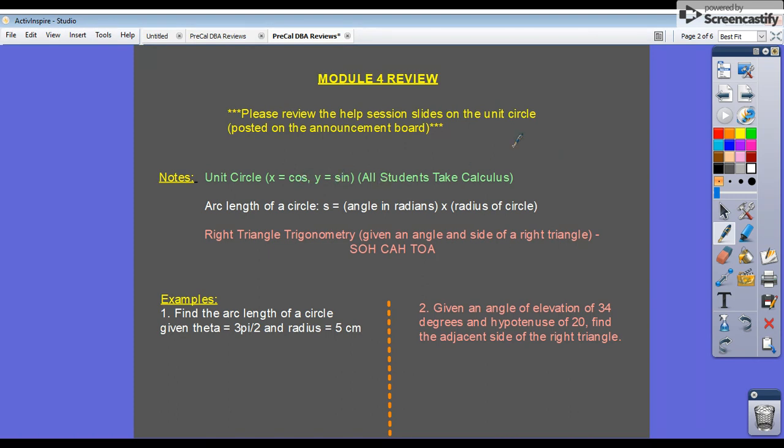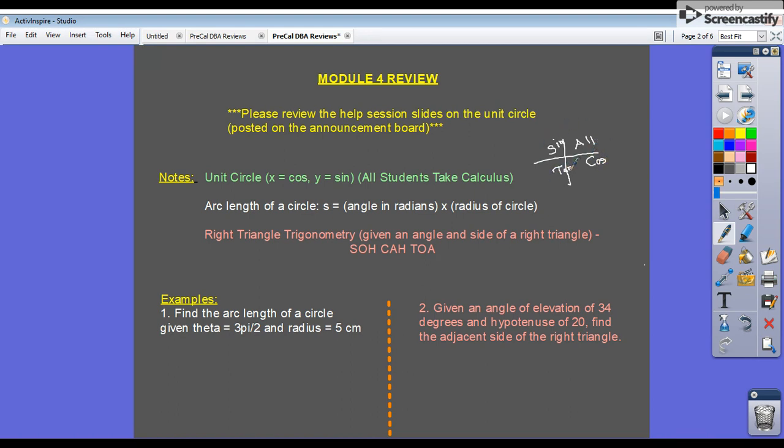Also, one thing I'd like you to note is that your unit circle is broken up into quadrants, noting all students take calculus. So note that all students take calculus, quadrant one, two, three, four. Knowing this acronym just tells you what's positive in each quadrant. So, for instance, in quadrant one, all is positive, which means cosine, sine, and tangent. In quadrant two, only sine is positive. In quadrant three, only tangent is positive. And in quadrant four, only cosine is positive. So just make a note of that.